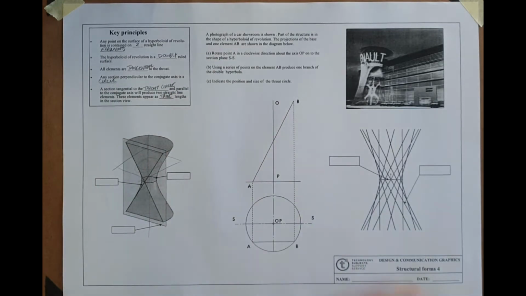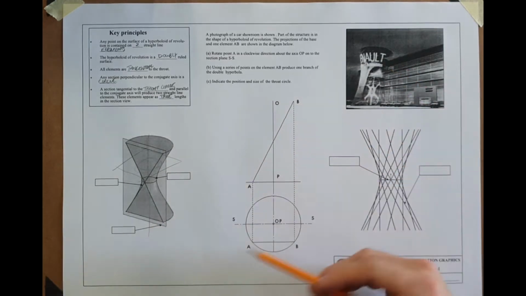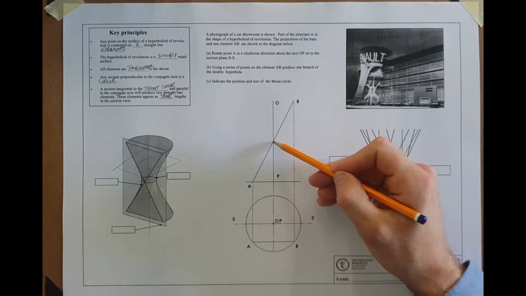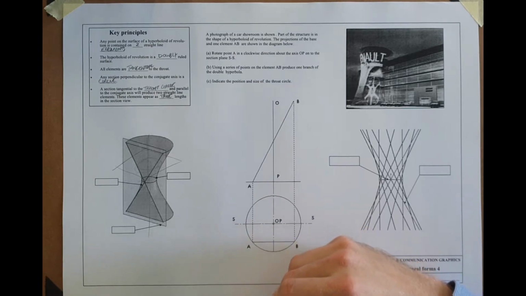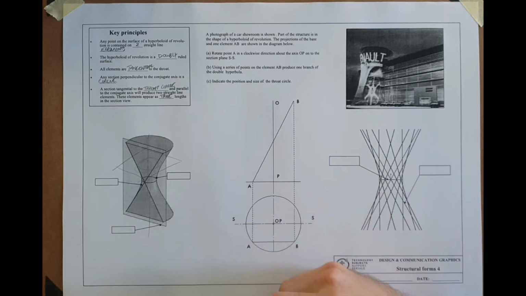Okay, so look, here's our next one. A photograph of a car showroom is shown here, and the right part of the structure is the shape of a hyperboloid of revolution. The projection of the base and one element are shown in the diagram below. So the base is shown here, and one of the elements going from A through the centre and up to B is shown. Rotate point A in a clockwise direction about the axis OP, the axis being there. Rotate point A clockwise and onto the section plane SS.